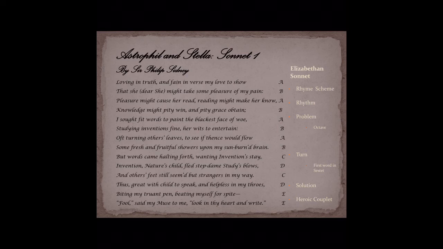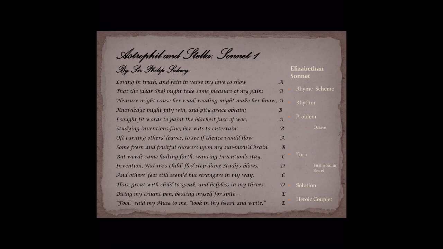Even though we do have the turn at the 6th line, indicated with the word "but," the poem does shift some in its focus. We don't really have a solution until the heroic couplet at the end, when the poet seems to get over his writer's block and begins to write again. Like the last poem we looked at, this poem consists of 3 quatrains and the heroic couplet, which is very common with the English sonnet.